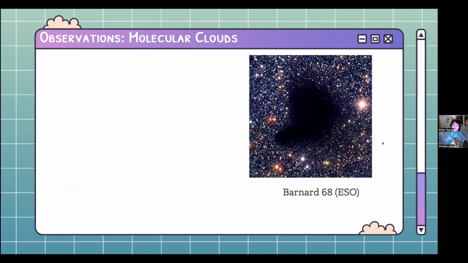So if we start with that molecular cloud phase, this was an image produced by the European Southern Observatory's Very Large Telescope. And this is a molecular cloud called Barnard 68. You can see just how dense it has to be. I mean, there's millions of stars in the background here, but because this cloud is between us and them, all of those stars disappear. All of that light is swallowed up by this diffuse cloud of future planet-making material.